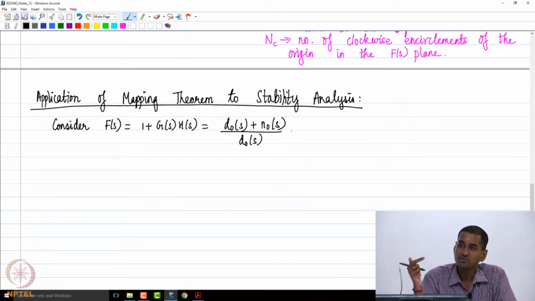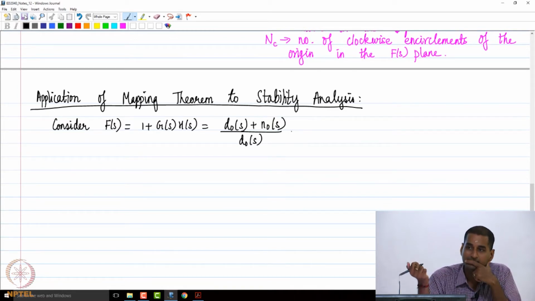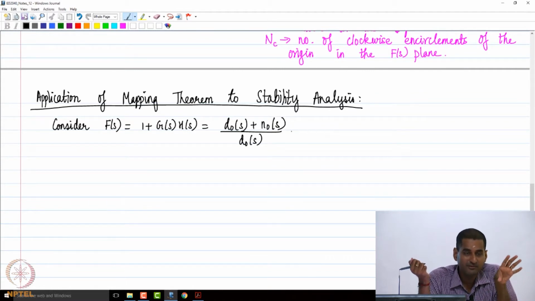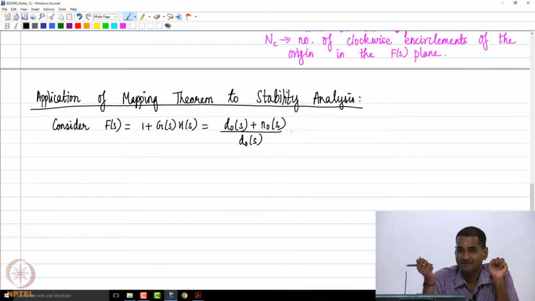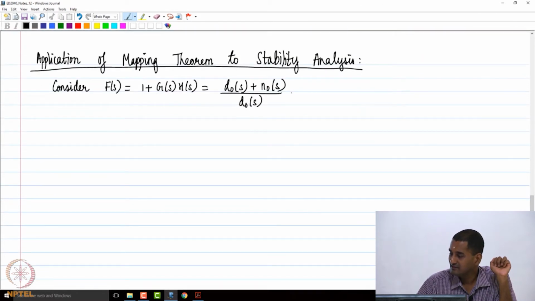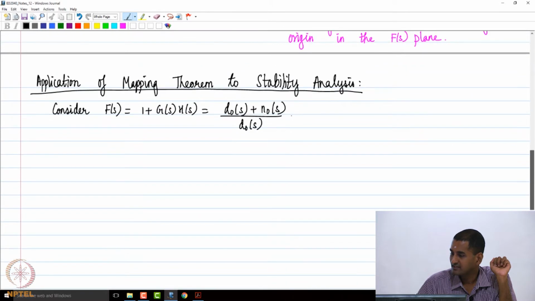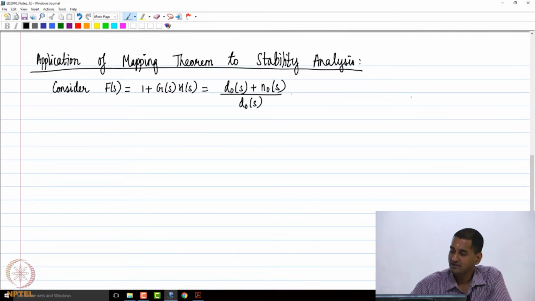Now for closed loop stability, what is it that we want? Which poles? Closed loop poles. If I want my closed loop system to be stable, I want all the closed loop poles to be in the left half of the complex plane. That means I do not want any closed loop pole to be either on the imaginary axis or the right half plane. So we will see whether we can use that to our advantage.